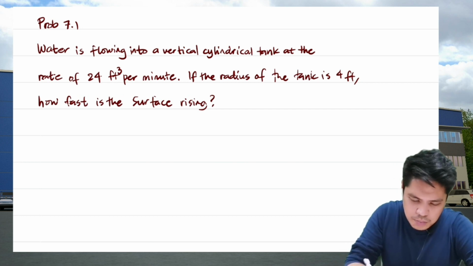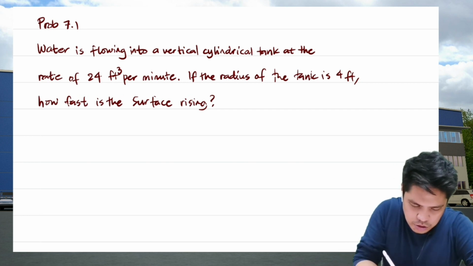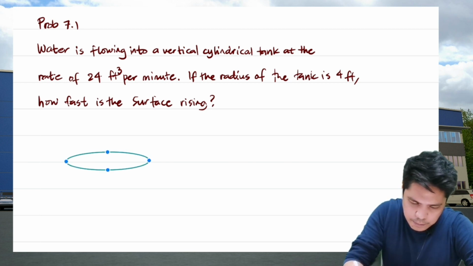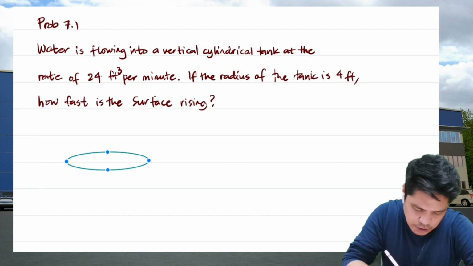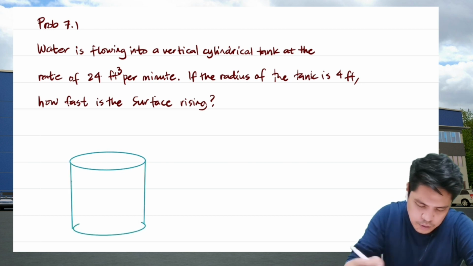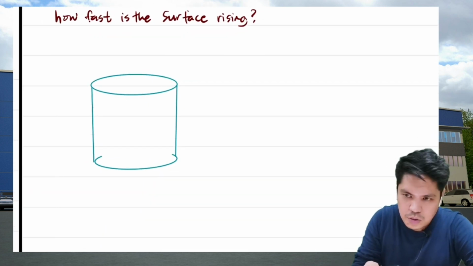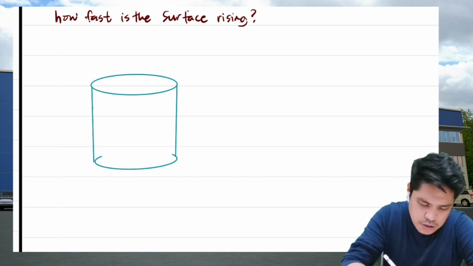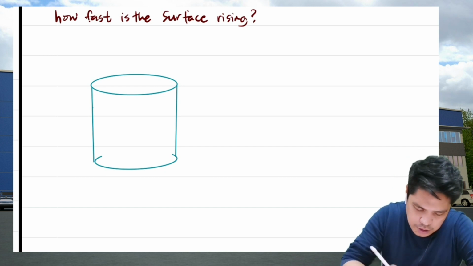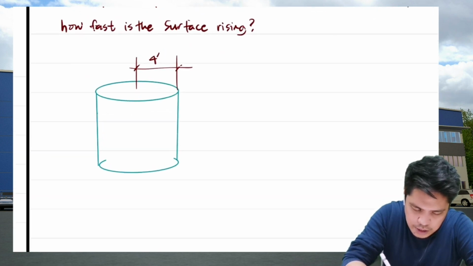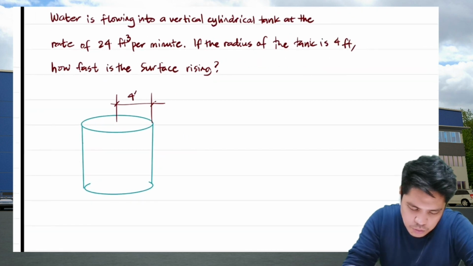The problem says there is a cylindrical tank. Let's draw that figure here. We have a vertical cylindrical tank, meaning it is right in this position. That is the shape of the tank. Of course the tank has a constant shape, so it will not change. And it is given that the radius of the tank is 4 feet.